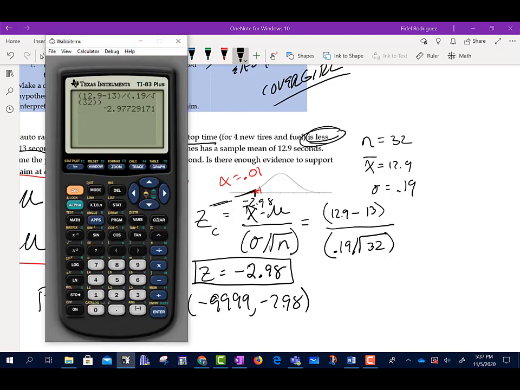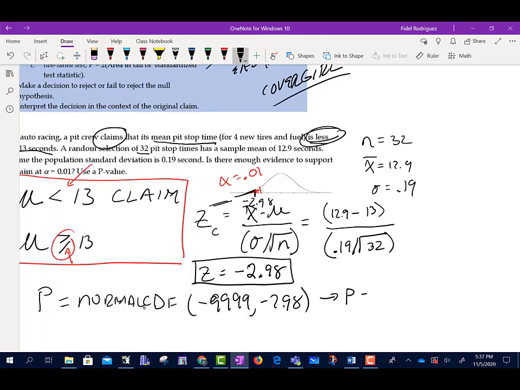So let me get my calculator again. Second, VARS, normal CDF, negative 9999, comma, negative 2.98. And the p-value that we're coming up with, to 4 decimal places, is 0.0014. So p is equal to 0.0014.